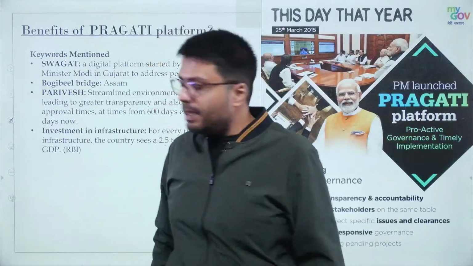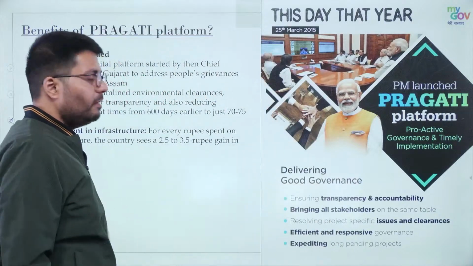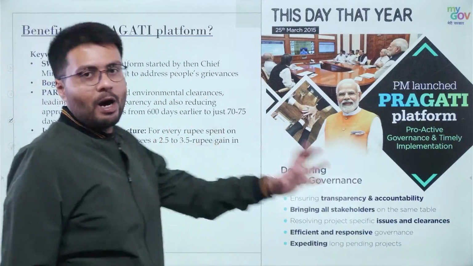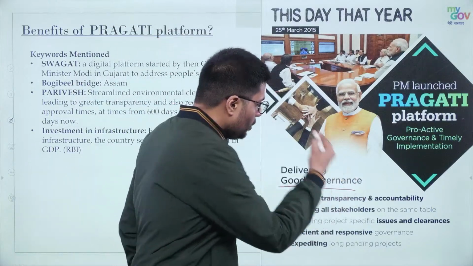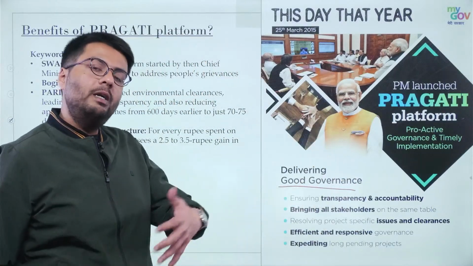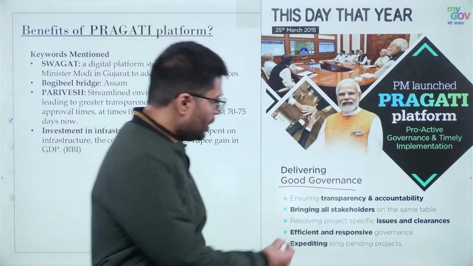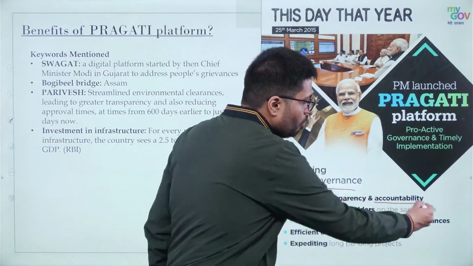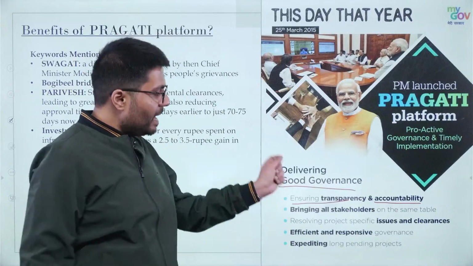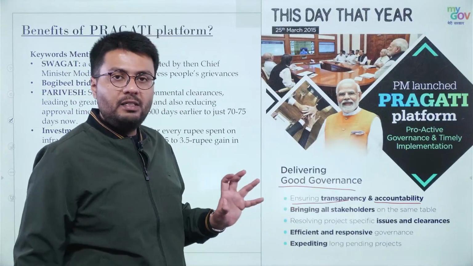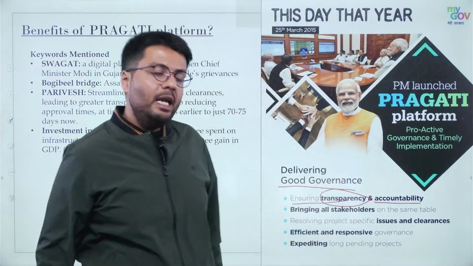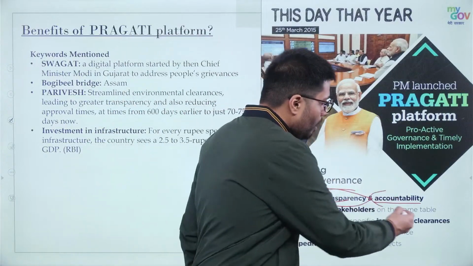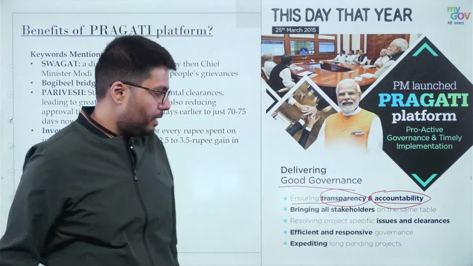Now, what are the benefits of Pragati? Why is the government going so hard on the Pragati platform? It is because it wants to deliver good governance. And how is the government delivering good governance? First of all, it is ensuring transparency and accountability. In any case some project is delayed, it is highlighted adequately, and responsible people are held accountable for it.